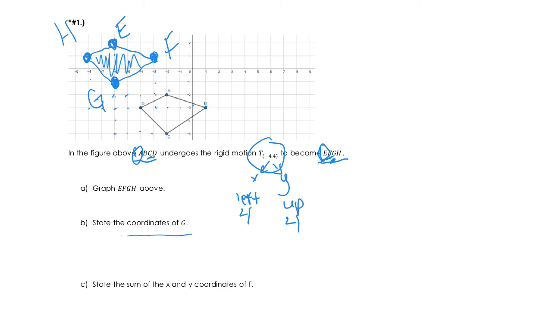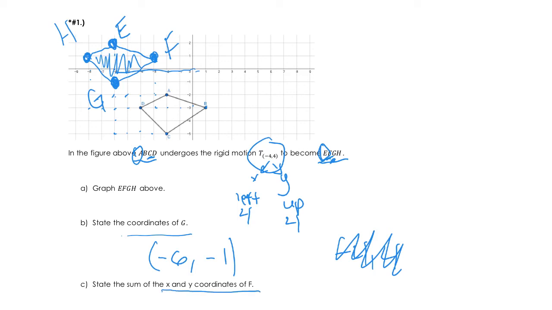State the coordinates of G. Okay, G's right here. The coordinates are left 6 from the origin, down 1. Don't use -4, 4. That's how I moved it, but that's not the coordinates, right? G is at left 6, down 1 if we look at the graph paper.